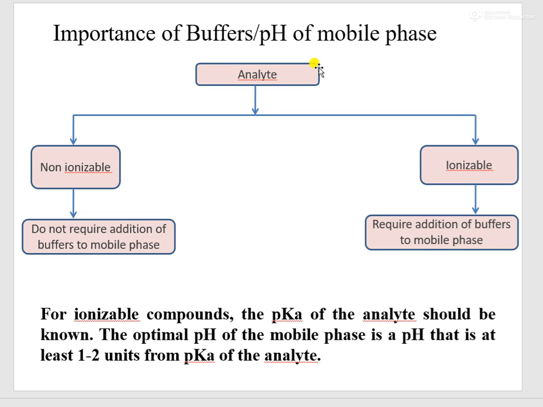Now what is the importance of buffer or pH of mobile phase? When your analyte is non-ionizable, it doesn't require addition of buffer to the mobile phase. But if your sample or analyte is ionizable, it requires addition of buffer to mobile phase. And the pH of mobile phase should be 1 to 2 units away from the pKa of your analyte. Suppose the pKa of analyte is 6, so you can go for 1 to 2 units away, means you can keep the mobile phase pH 4 or you can keep mobile phase pH 8 depending upon stability of column and type of experiment you are working on.